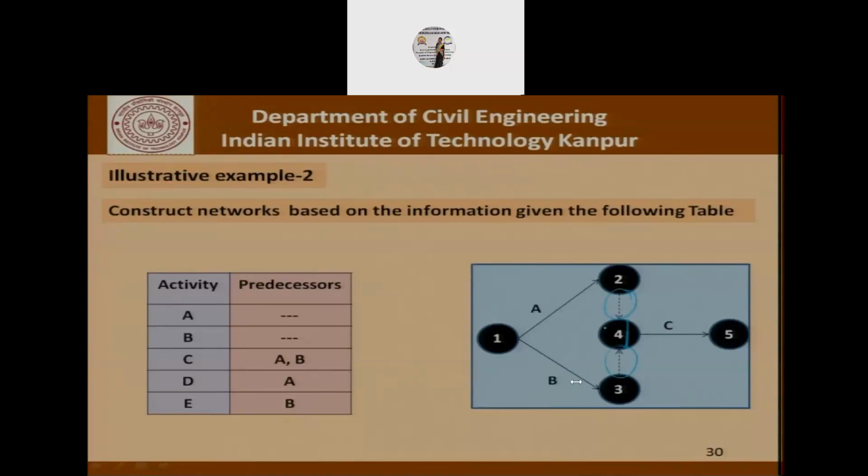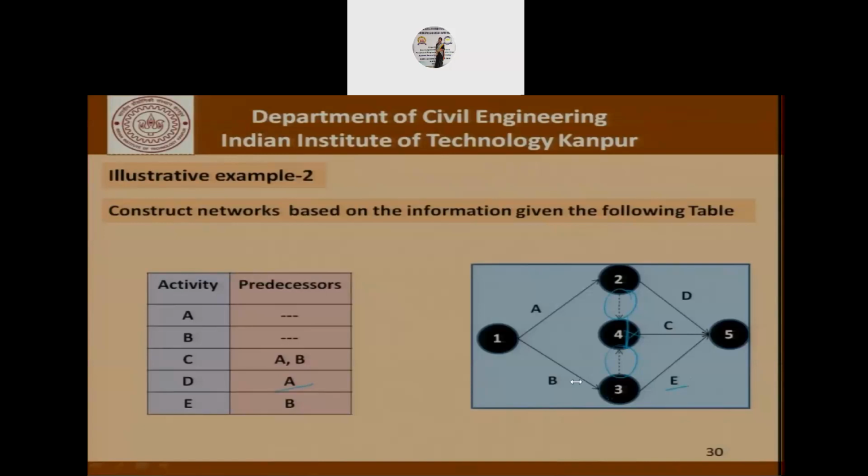Nodes 2 and 3 represent the completion of activities A and B, and once both these activities have been completed, we are in a position to start activity C at node 4, and 4, 5 is the activity C with 5 showing the completion of activity C. Activity D, which depends only on A, is represented as 2, 5, and similarly activity 3, 5 is the E.